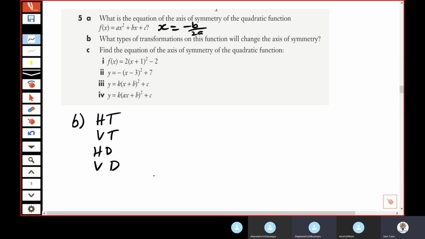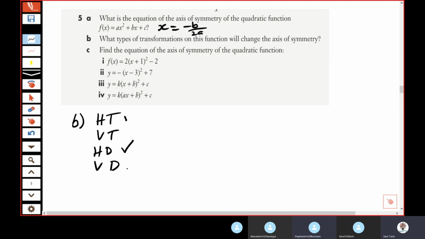Would it be a horizontal dilation? Horizontal dilation. What does a horizontal dilation do? It's with the x. Correct. So your x values become like 2x, which means this is getting larger, so horizontal dilation. Yeah. Correct.